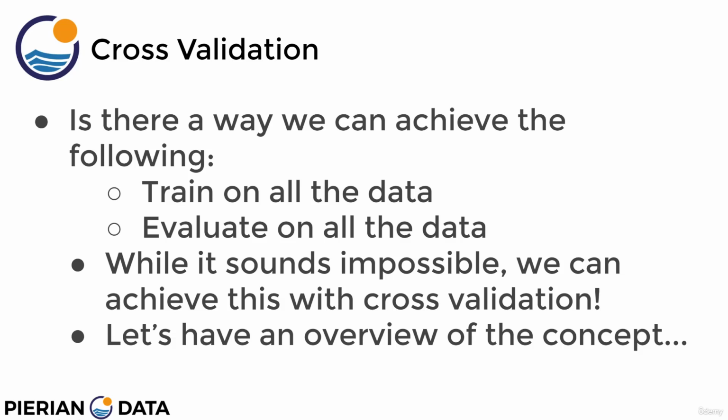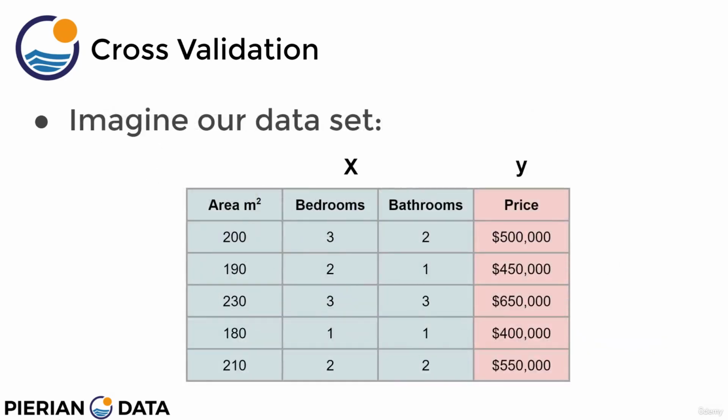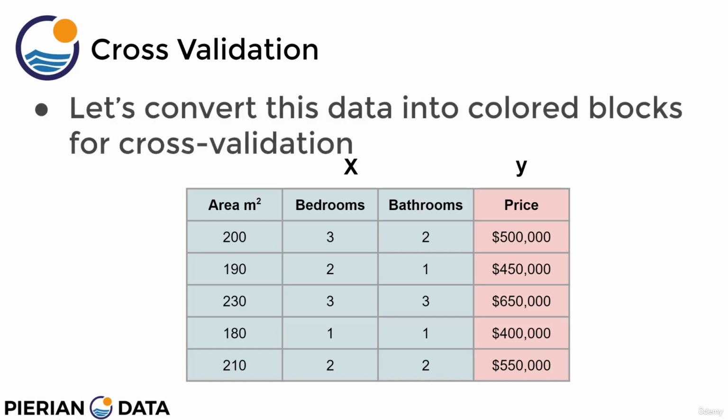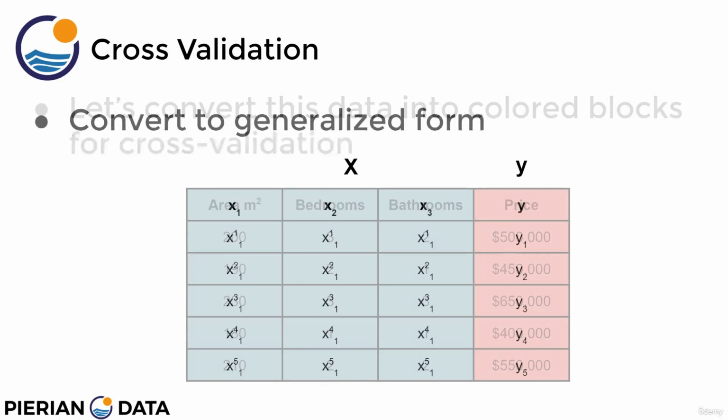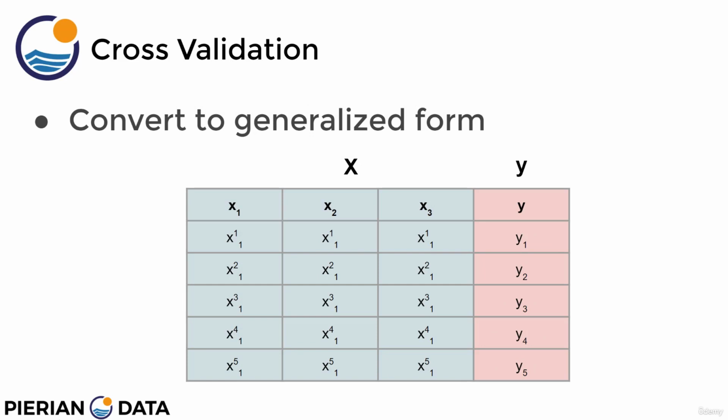So let's have an overview of the concept that allows us to both train on all the data and evaluate on all the data. We're going to imagine our data set that we've been working with. We have some features, we have a label. In this case, it's the housing data set. And what I want to do is convert this data into colored blocks that are typical for the explanation of cross-validation. But instead of jumping directly to those colored blocks, I just want to relate what those blocks are actually standing for. So what we're going to do is convert this to the generalized form.